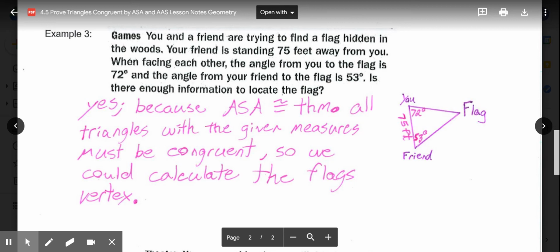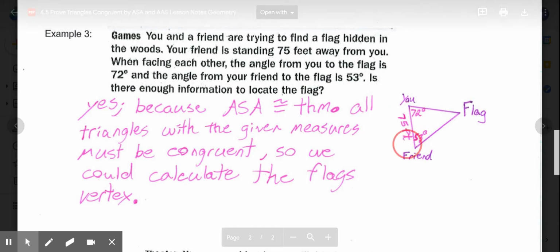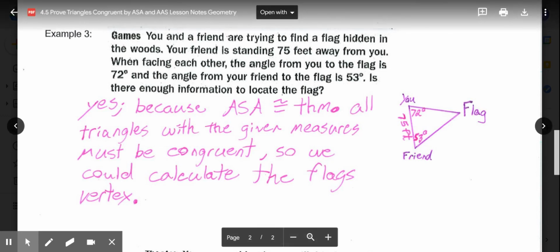So is there enough info to find this flag? Yes, there is. Because if we were given the 75 feet here, and then the 53 and 72 degrees, we have an angle, an included side, and an angle. Any triangle with these given measures of 72 degrees, 75 feet, and 53 degrees are all congruent to each other. So based on what we know, we could calculate either of these distances to find the flag.